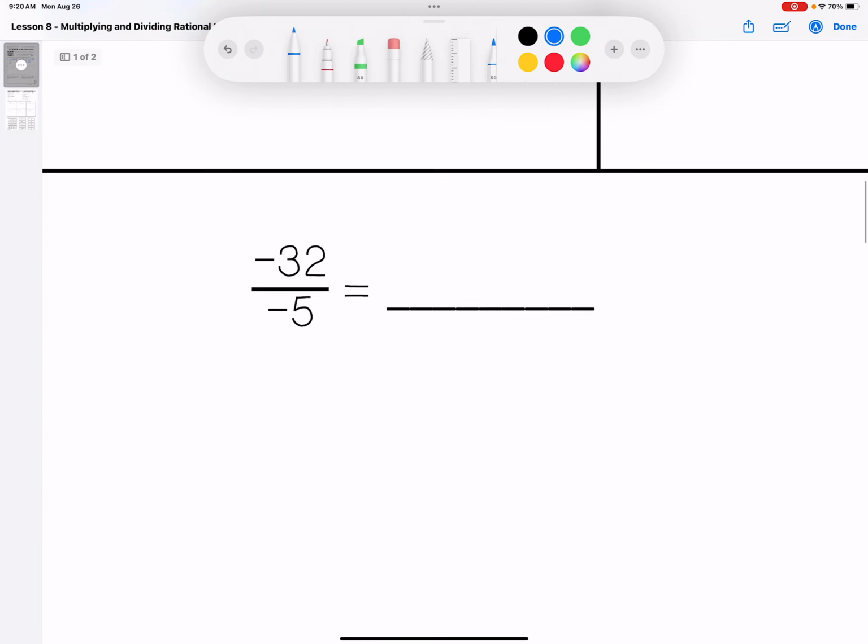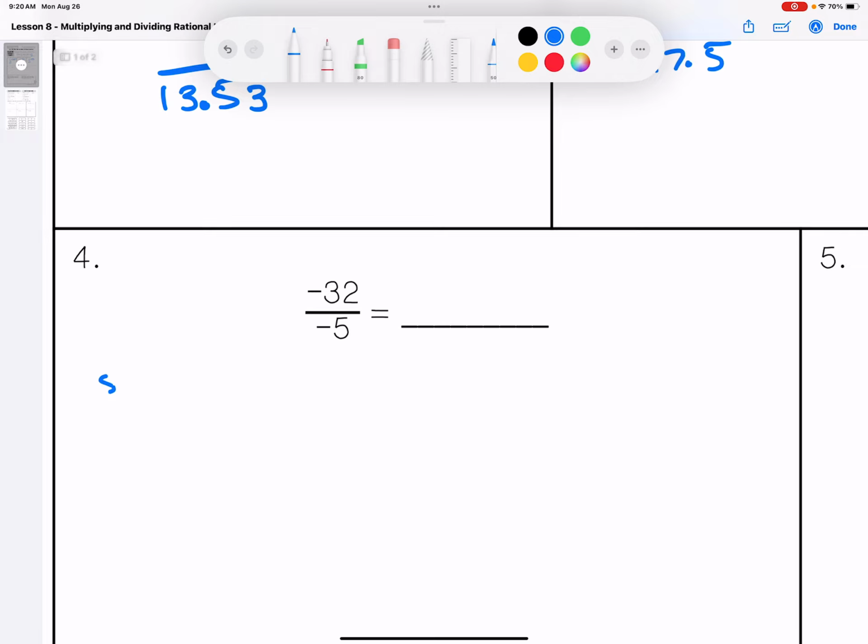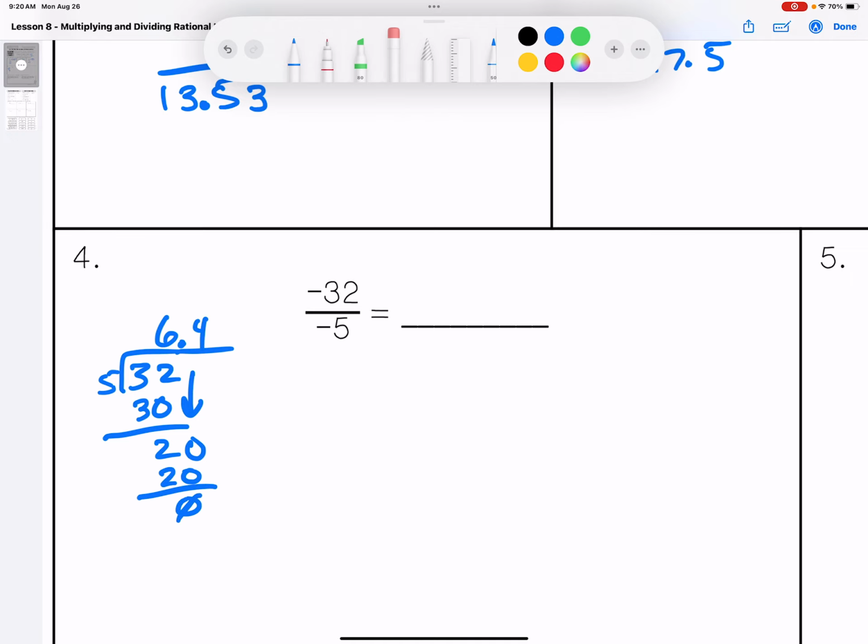All right, remember, if you don't remember, 5 into 32: the 32 falls down, so it goes like that. 5 will go into 32 6 times. That is 30. Bring down your first 0. When you bring down your first 0, you add that decimal place. 5 will go into 20 4 times. There it is. The answer is 6.4. The answer is positive. Why? Because it is two negatives.